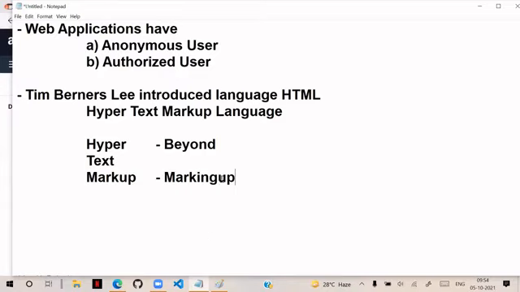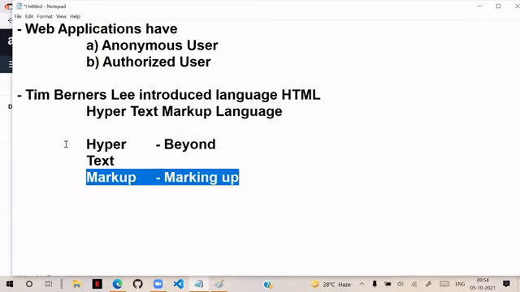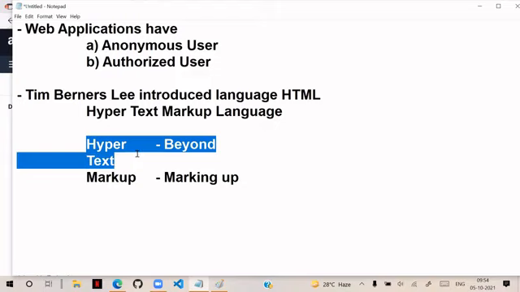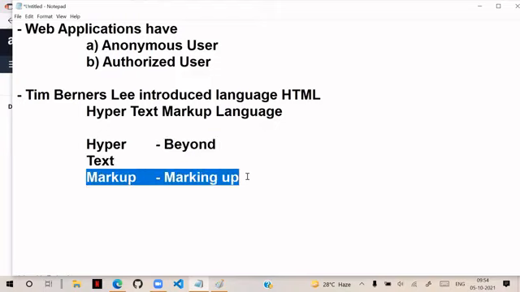The point here is, what is the concept of marking up? Hypertext, everyone understood, right? Then what is the meaning of markup? Why is it called a markup language? I will show you one simple point.